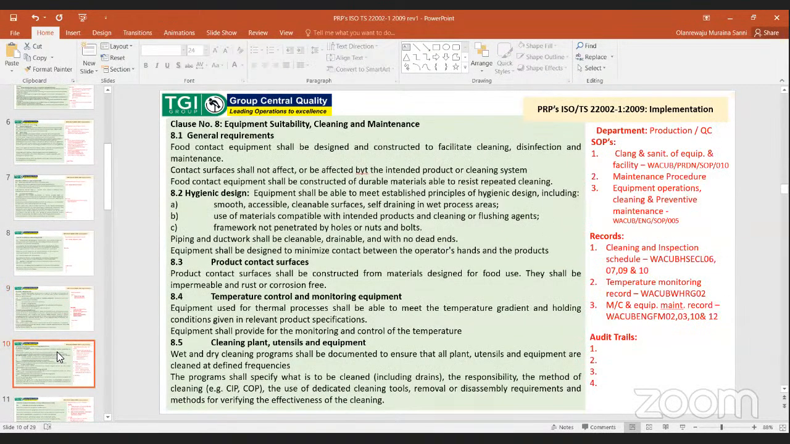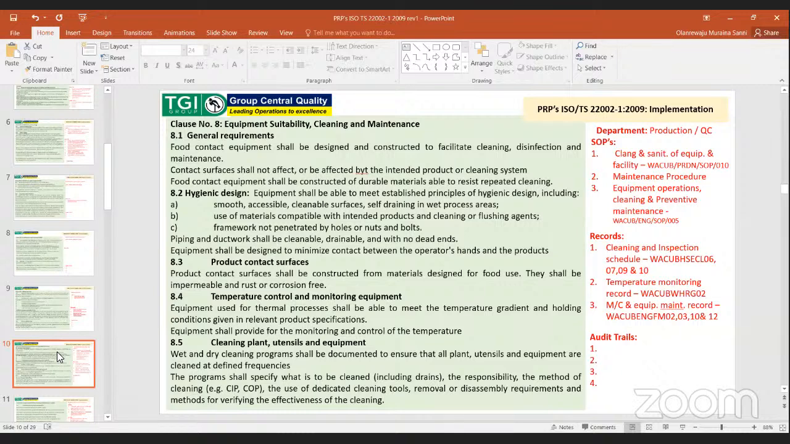Equipment, that is clause number 8, is talking about equipment suitability, cleaning, and maintenance. It says 8.1, food contact equipment shall be designed and constructed to facilitate cleaning, disinfection, and maintenance. What the standard is trying to look at is that whatever material we are using in our production department should be the type that is cleanable. Especially, it should be a stainless material, at least a minimum of stainless material that is cleanable.